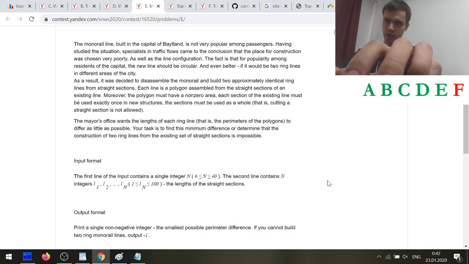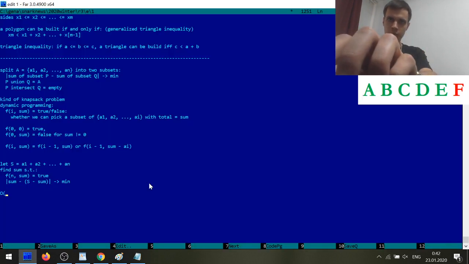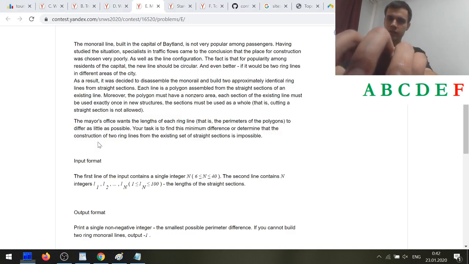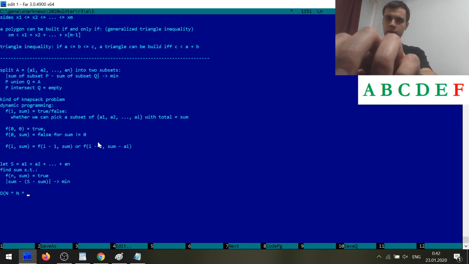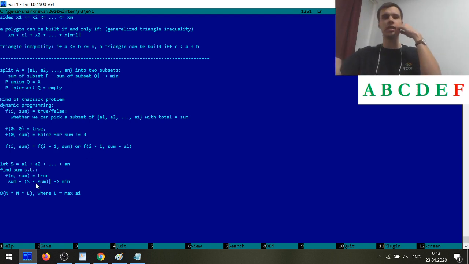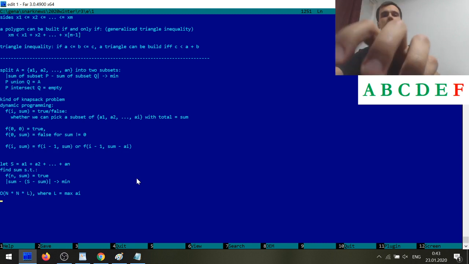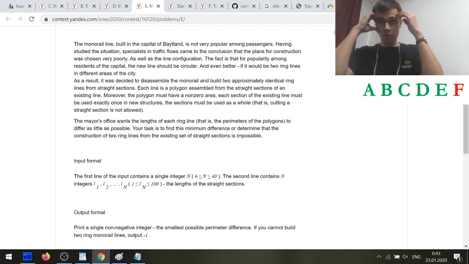And the complexity of this solution will be the complexity of this knapsack. It will be n as the first parameter. The second parameter is n times L, where L is max Ai, because the sum is at most n times max Ai. That's fast enough in this case.